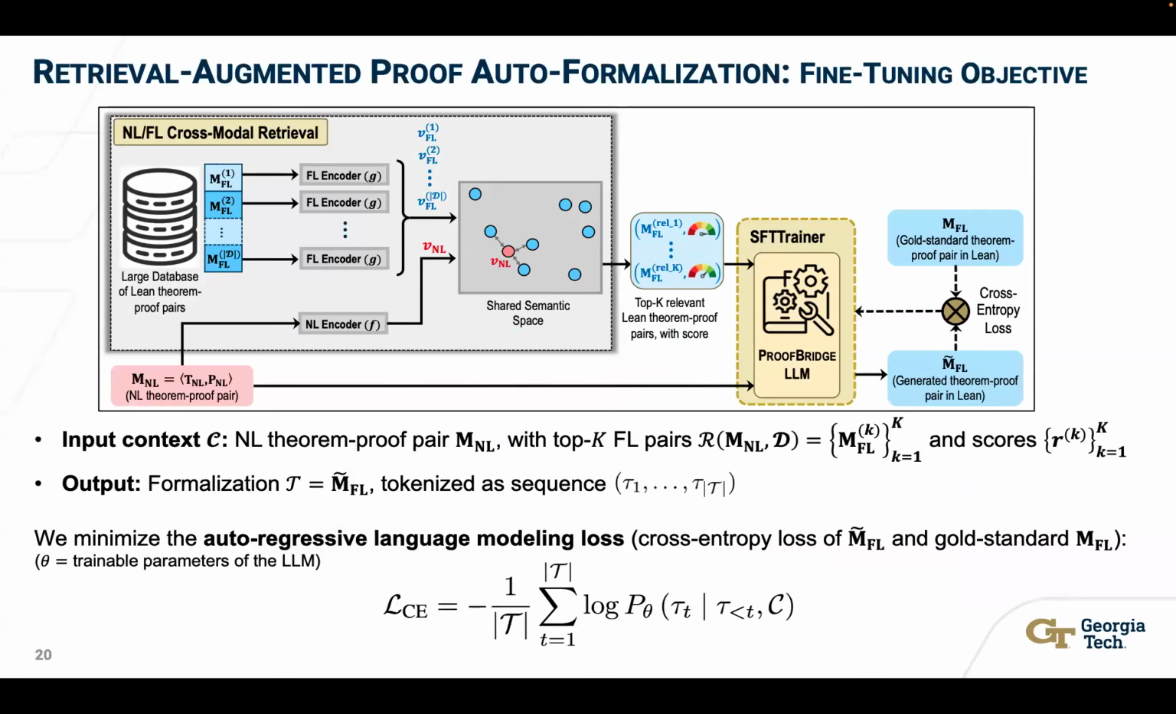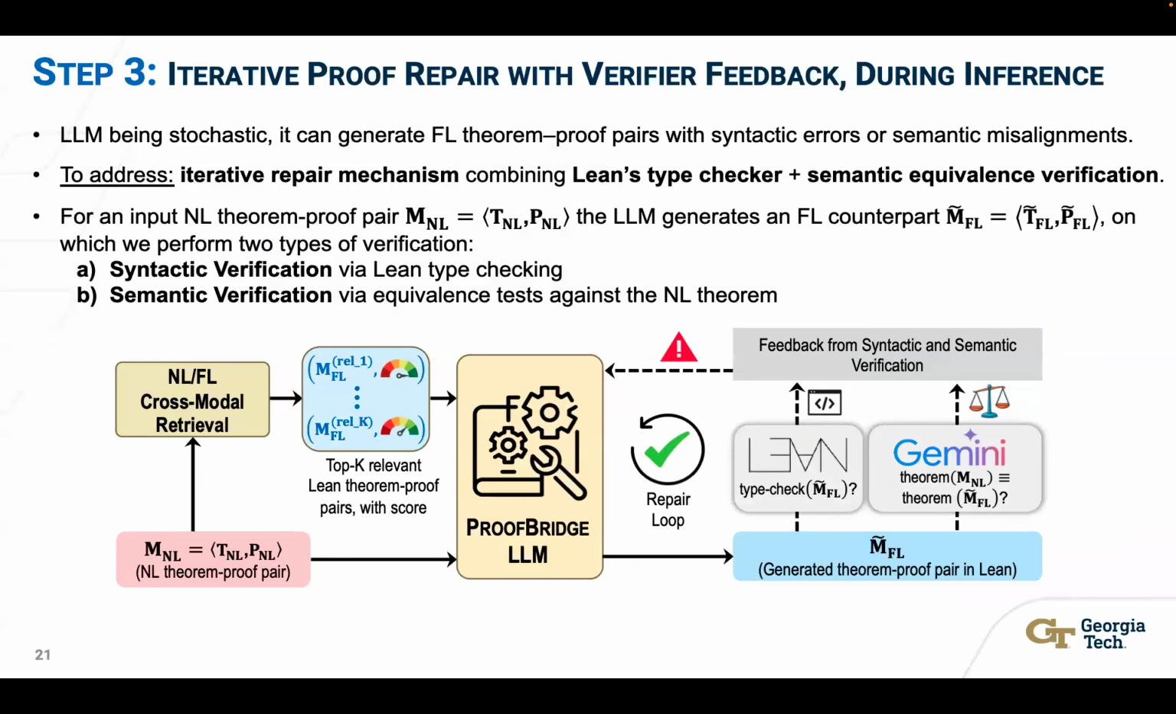And then we minimize the autoregressive language modeling loss. And step 3 is inference. So at inference time, a user would send a query to both the joint embedding and the LLM, and do exactly the same thing as we did for training, except now we also have a repair loop.